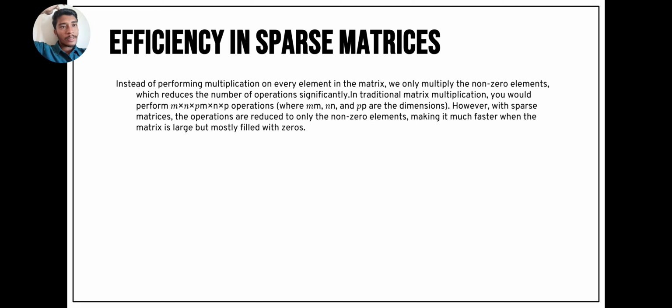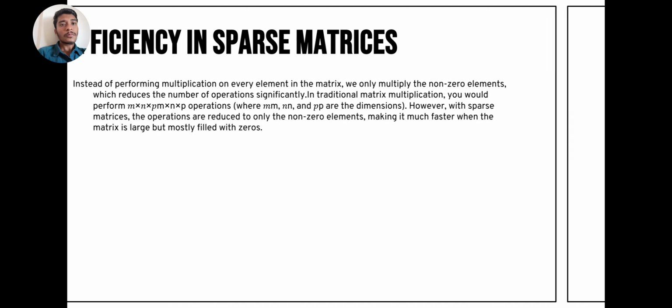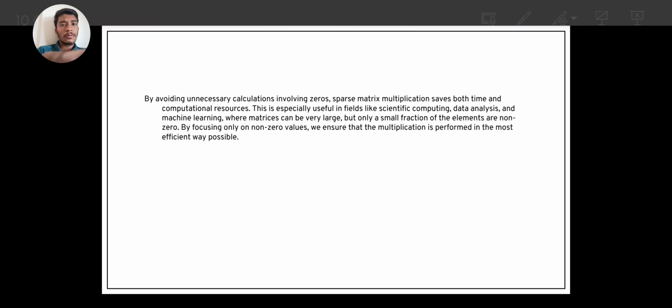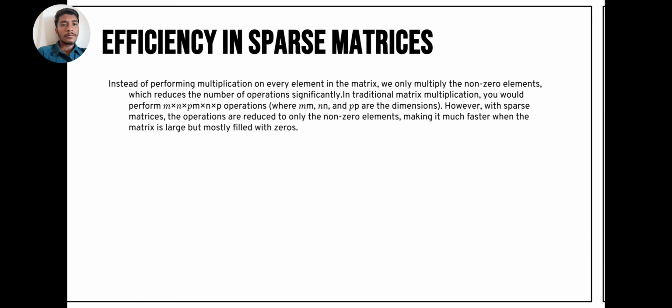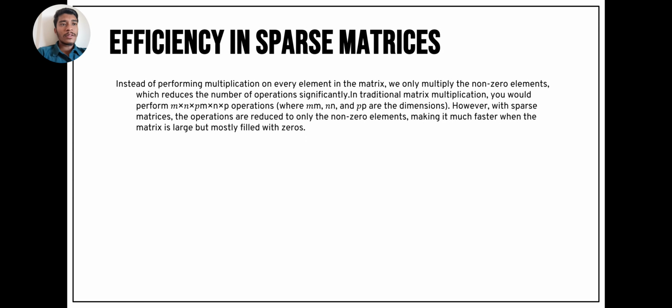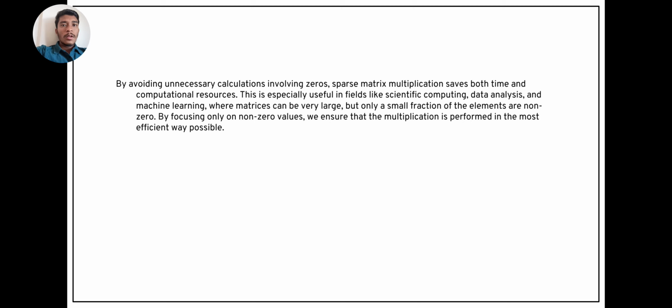In traditional matrix multiplication, we would perform m into n into p operations. This is the main formula for operations. However, with sparse matrices, the operations are reduced to only the non-zero elements, making it much faster when the matrix is large and mostly filled with zeros. By avoiding unnecessary calculations involving zeros, sparse matrix multiplication saves both time and computational resources.